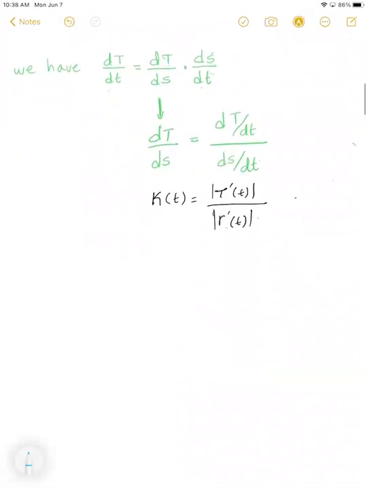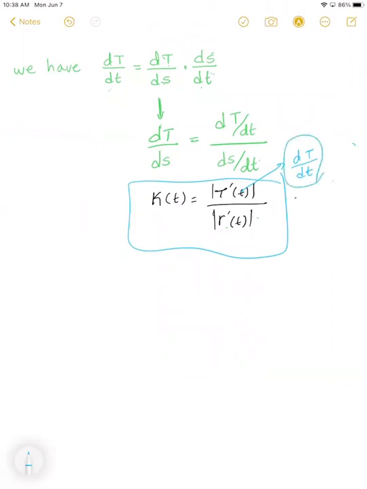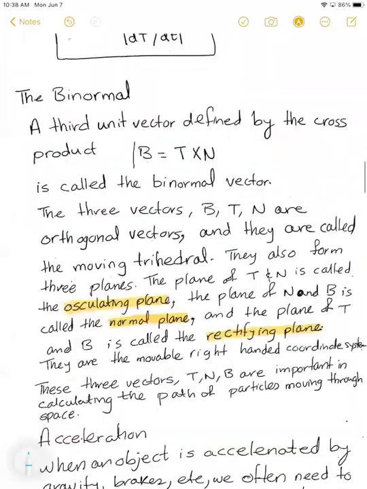Then another formula for the curvature is, if we find the magnitude of dT divided by dt, not ds anymore, and the magnitude of r prime, which is dr, the change of r with respect to t, the magnitude of that. If I divide these two magnitudes, I also get kappa.